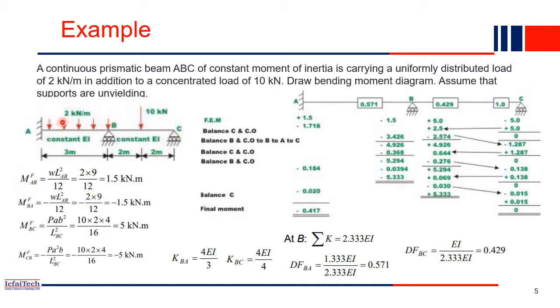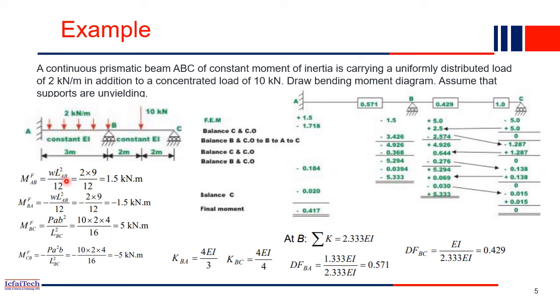So fixed end moment because of UDL, if you just go back to the last slide where I have explained, because of UDL how much will be the fixed end moment generated at A and what will be generated at B. So fixed end moment MAB will be WL square by 12. Just in the last slide, if you see this value, from there I got it. So WL square by 12.